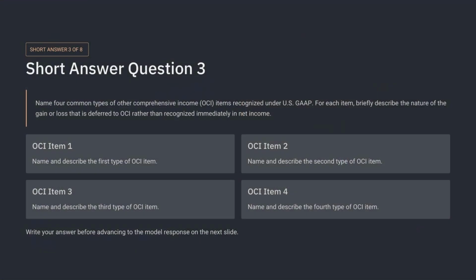Short answer question 3 asks you to name 4 common OCI items and briefly describe each one. Try to avoid writing only a bare list. Add one short explanation for each item so the examiner can see that you understand the nature of the gain or loss being reported outside net income.